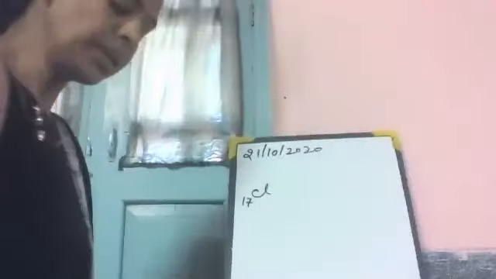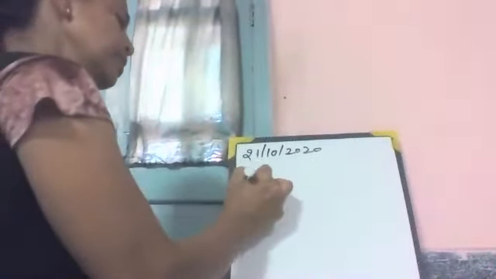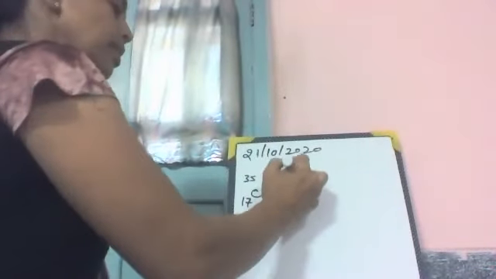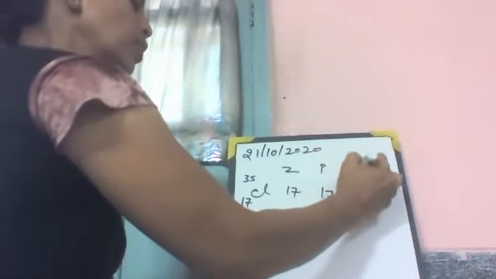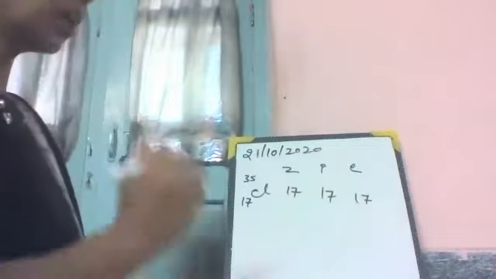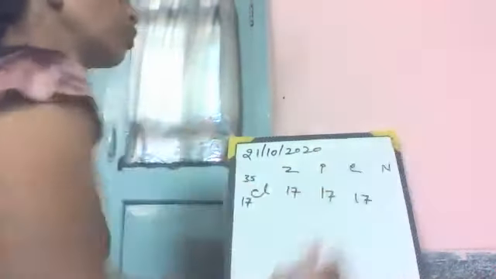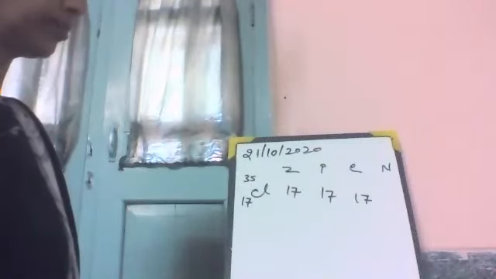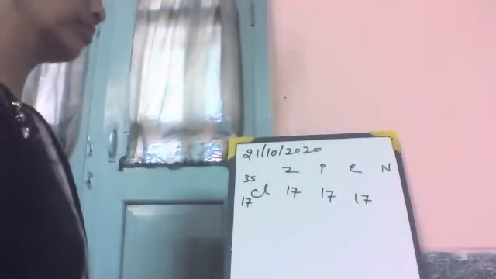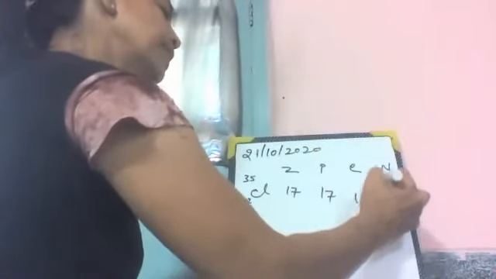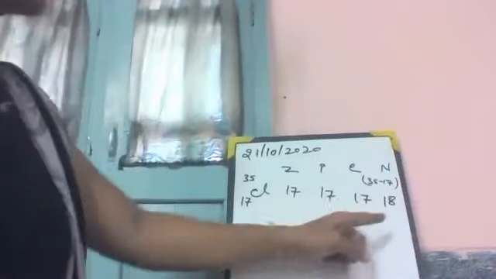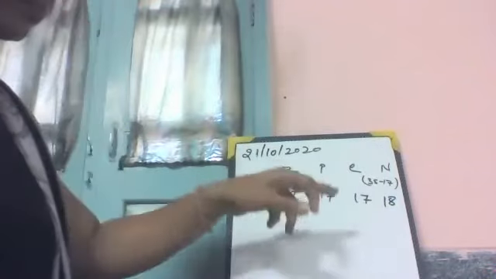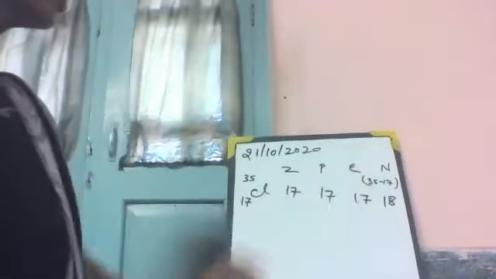Chlorine: atomic number is 17 and atomic mass is 35. So we can say atomic number Z is 17, number of protons is 17, number of electrons is 17. Now tell me, what is the number of neutrons? How can we find it? 35 minus 17. Very good. 35 minus 17 is 18. We get 18 by subtracting. Is it clear? So the number of neutrons is 18.